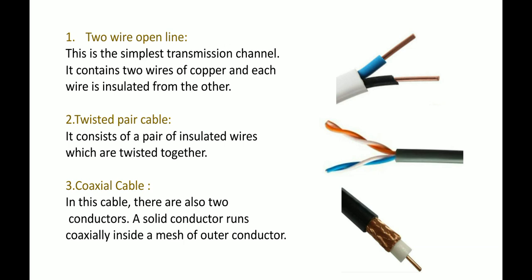And then the third one is coaxial cable. It is the wire used by cable television users. It consists of a central wire surrounded by insulation, which is then surrounded by a layer of braided wire. These cables can transmit data faster than twisted pair cable and are less prone to noise.